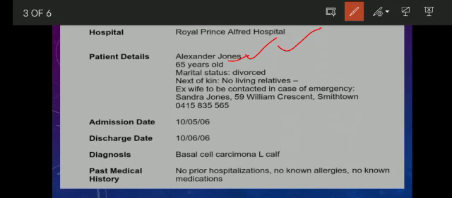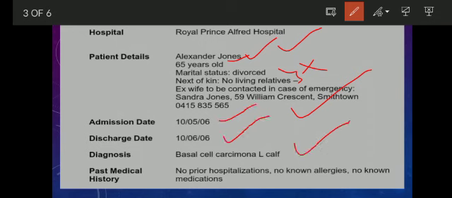Then marital status, divorced, and next of kin, no living relatives. These two are not so important, right? Then ex-wife to be contacted in case of emergency. That is important, right? If any emergency happens, they have to contact his ex-wife. So that is important. Her address also is important. Admission date and discharge date are important.